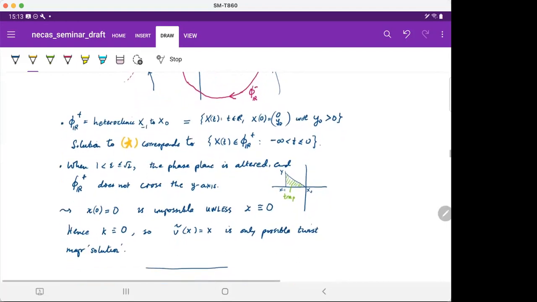Okay. So there are different behaviors according to where you are relative to root 2, and the most interesting behaviors come when you are bigger than root 2.